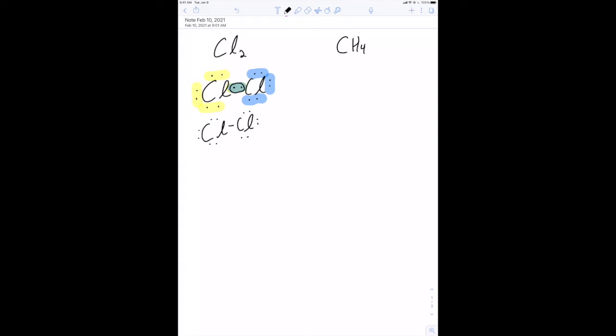Let's go ahead and try CH4 or methane. So first thing I'm going to do is put the most metallic element in the middle. Carbon is farther to the left on the periodic table than hydrogen. This is kind of one of those weird things. Hydrogen is never going to be the most metallic element. Hydrogen will always be the least metallic. So carbon's going to go in the middle there.